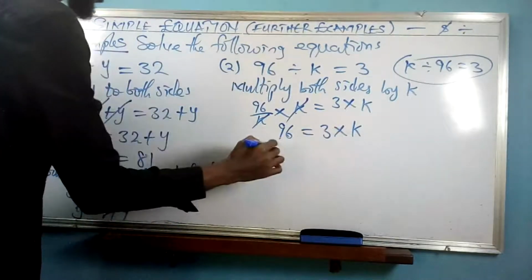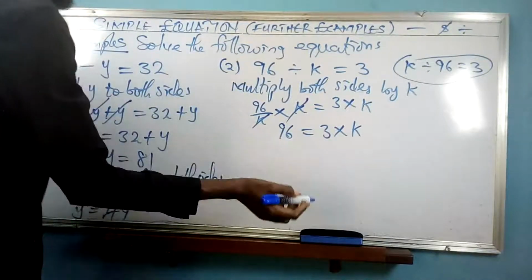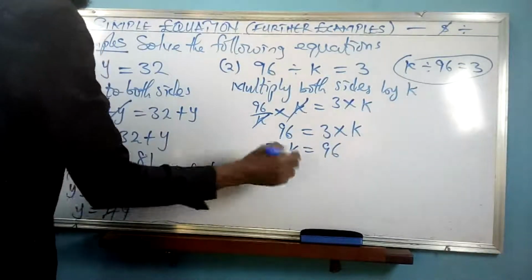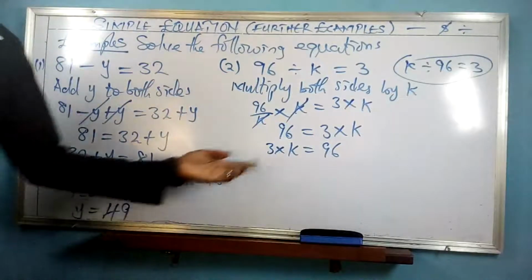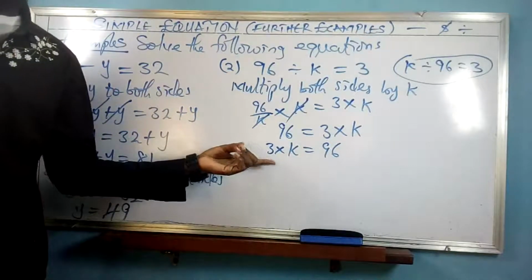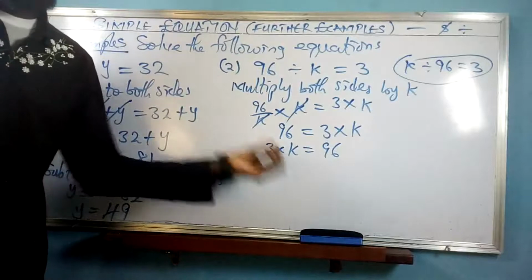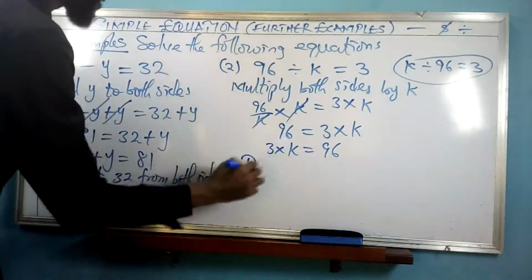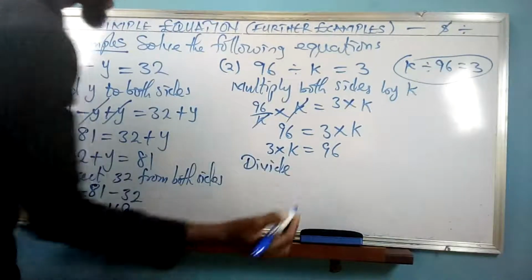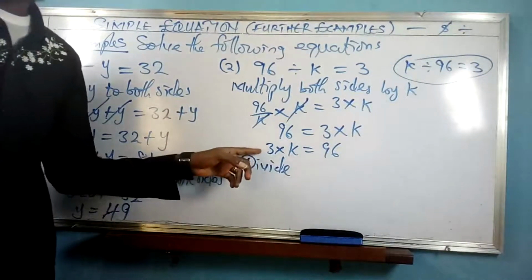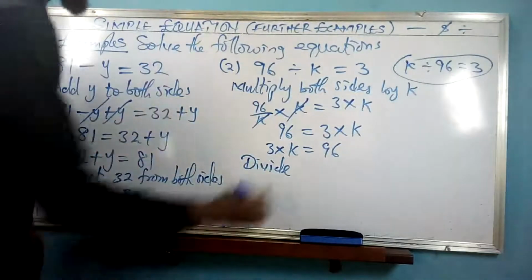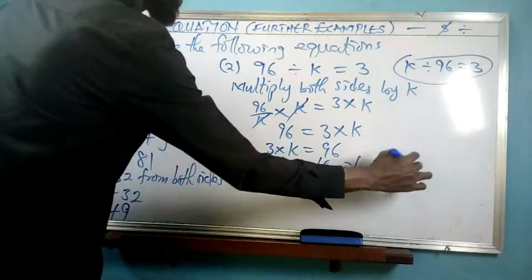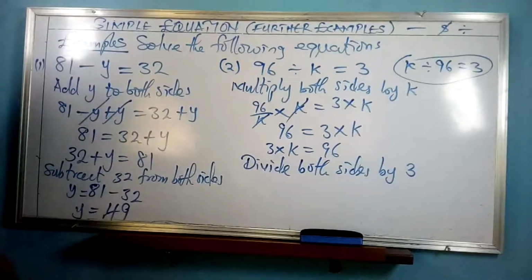Then over here now, you can write it like 3 times k equals 96. Over here now, what did I call the number in front of the letter? Coefficient. Coefficient, don't forget that. So we are going to divide both sides by what? By the coefficient. I told you, you must use the number in front of the letter to divide. Divide both sides by 3. Don't just go and pick any number, okay?